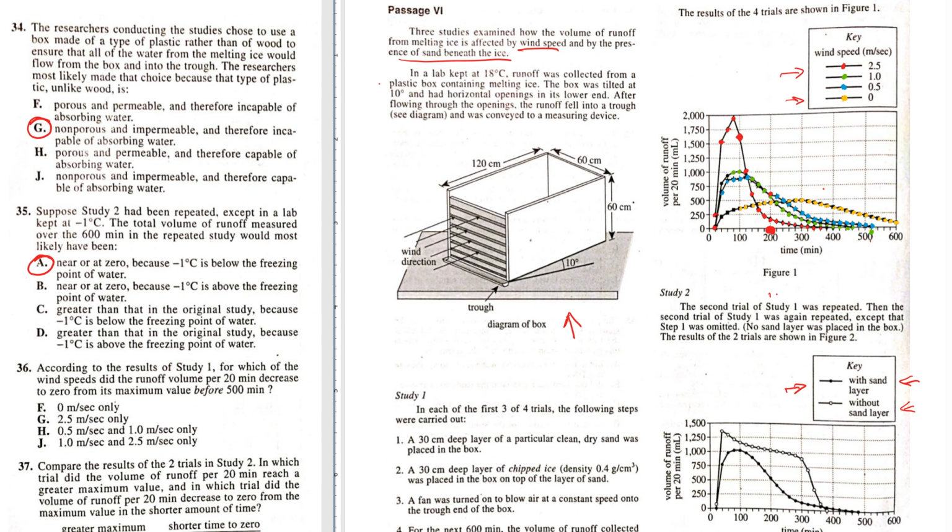Yeah. And the other answers are near or at 0. That's correct because -1 degree is above. No, that's why that's wrong. And then greater than and greater than, both of those are rubbish.